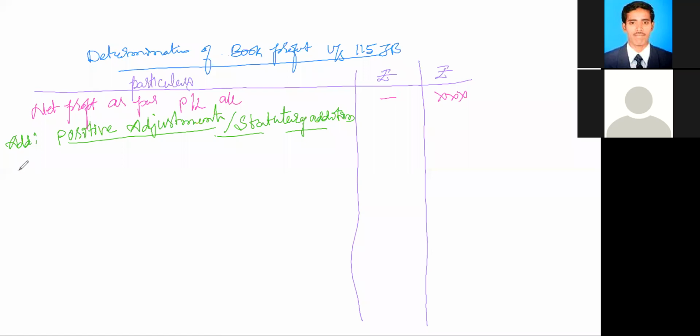The statutory additions are as follows. First, income tax paid or payable, or provisions thereof. These relate to income tax provisions, which we need to add.